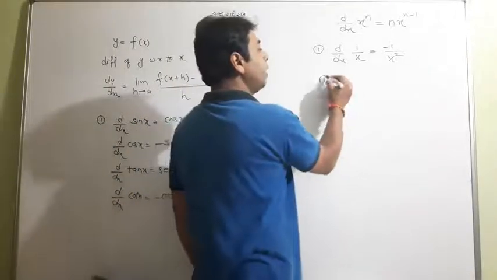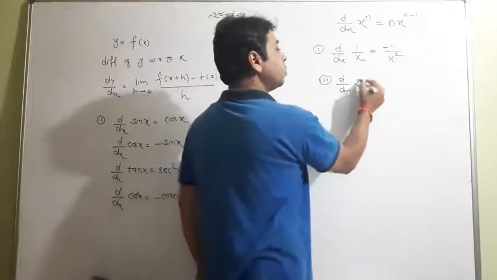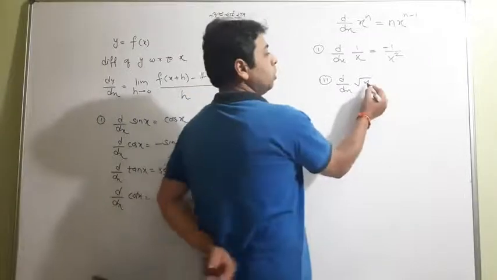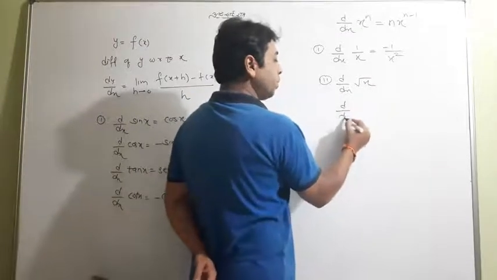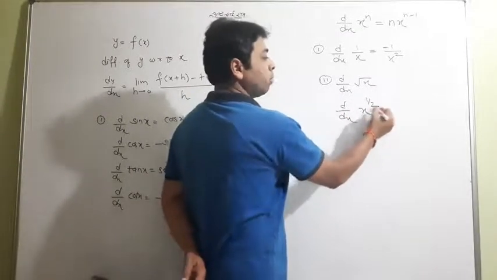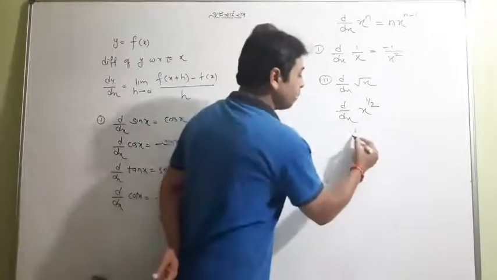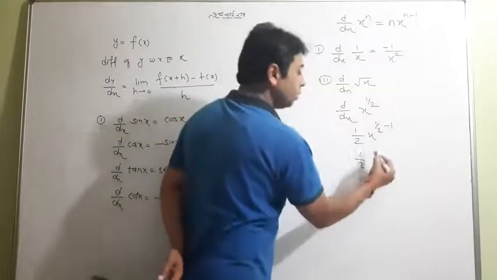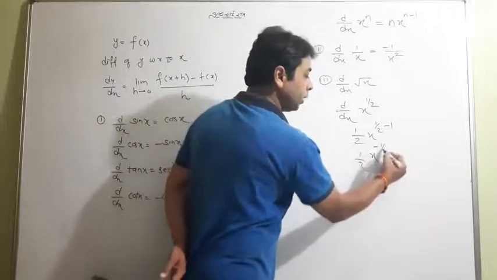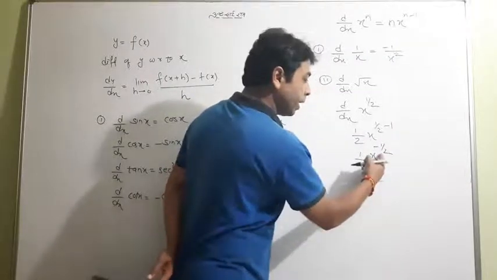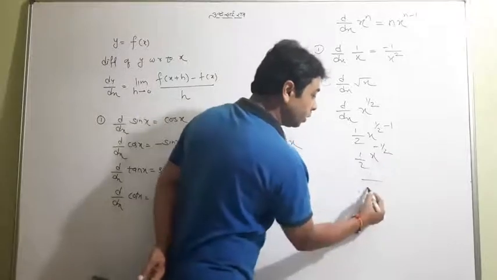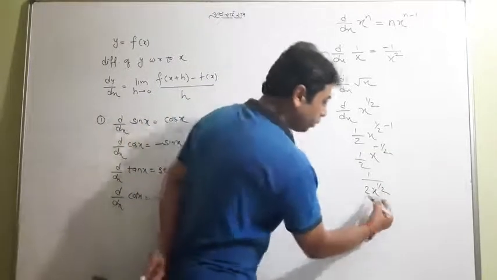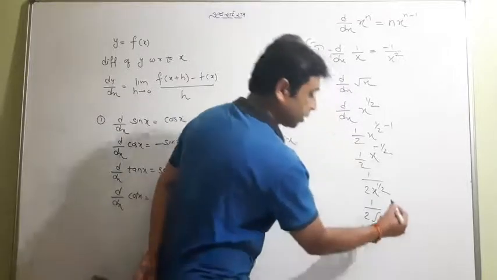Further, we have another important thing, d by dx of root x. This is again an important formula. How is it? The general method is: power half, then the power will come in front, and 1 is decreased from the power as per the formula. 1 by 2 minus 1 is minus 1 by 2. When x to the power minus 1 by 2 is transferred to the denominator, it gets a positive sign. And 2 x to the power 1 by 2 will be written as 2 root x.